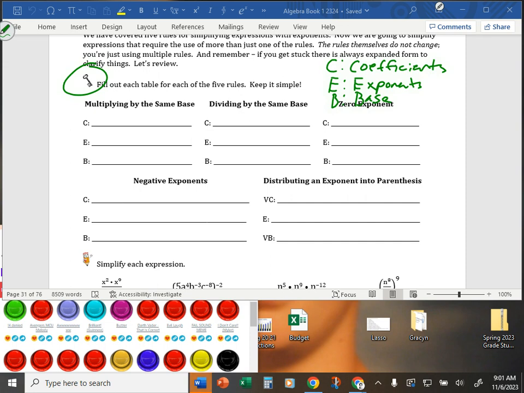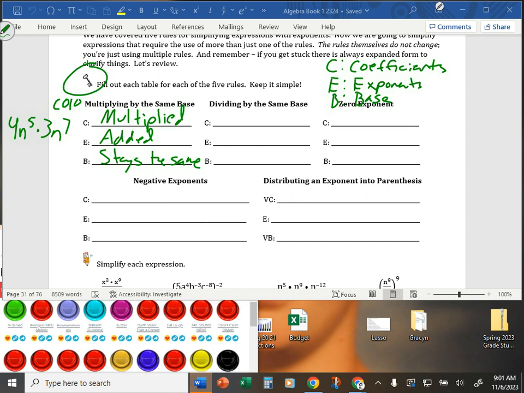Great start. In multiplying by the same base, this is CO10 right here. Okay, it looks like this: 4n to the 5th times 3n to the 7th. That's an example of multiplying by the same base, and you know that because the multiplication symbol is literally there, right? That's the hint. What happens to the coefficients? They multiply. You multiply them. Coefficients are multiplied. Exponents are added. Bases stay the same. Okay, that's the rule in a nutshell.